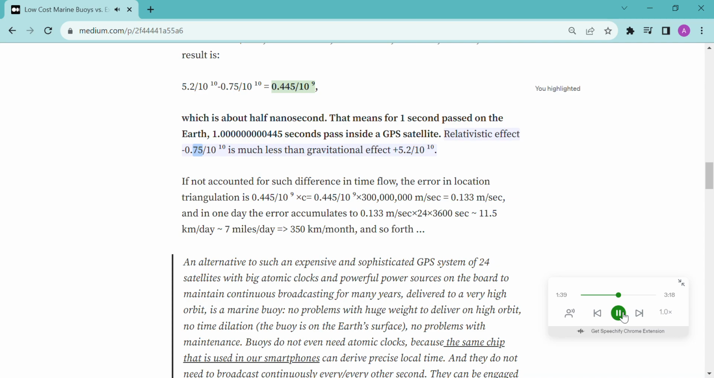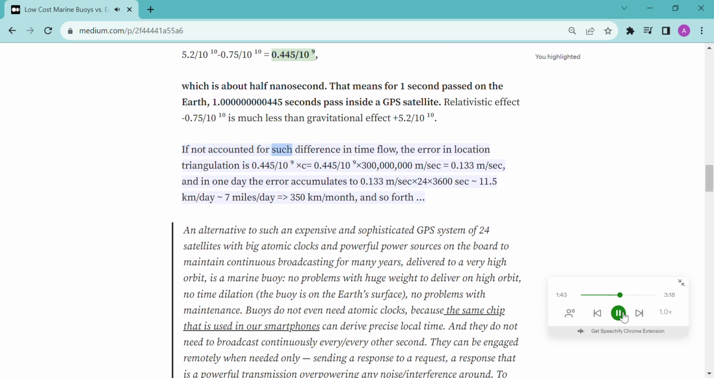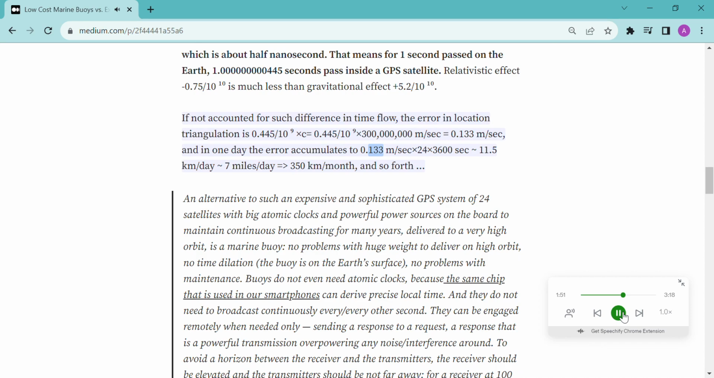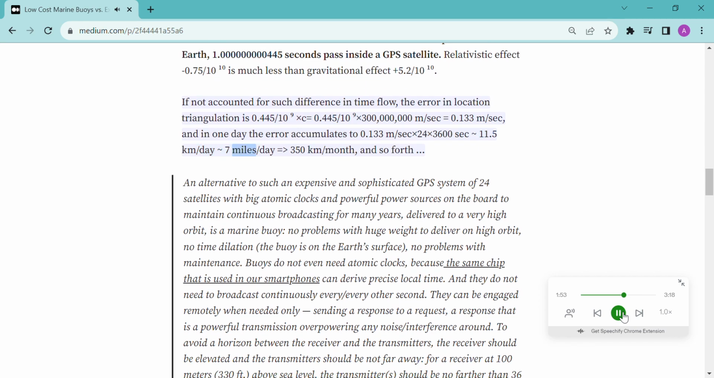The relativistic effect, minus 0.75/10^10, is much less than the gravitational effect, plus 5.2/10^10. If such a difference in time flow is not accounted for, the error in location triangulation is 0.445/10^9 times c, which equals 0.445/10^9 times 300 million meters per second, or 0.133 meters per second. In 1 day the error accumulates to 0.133 meters per second times 24 times 3,600 seconds, which is 11.5 kilometers per day, or 7 miles per day, greater than 350 kilometers per month, and so forth.